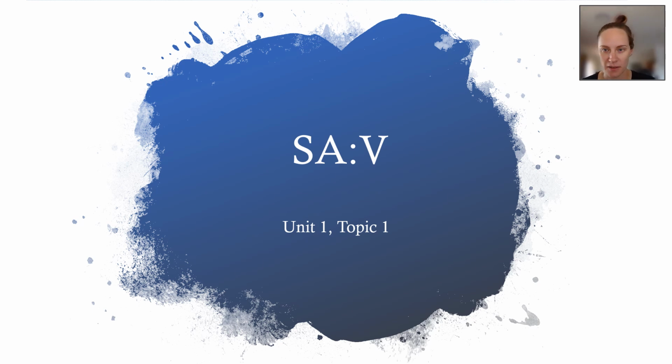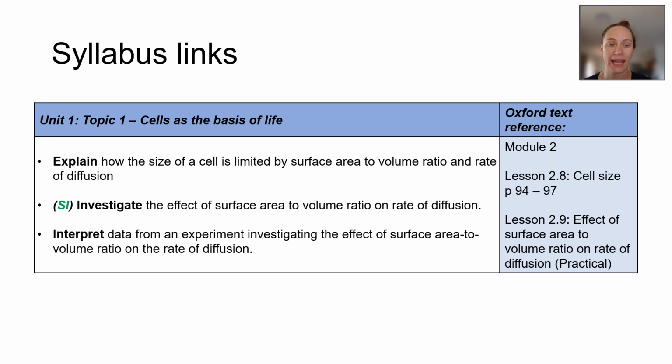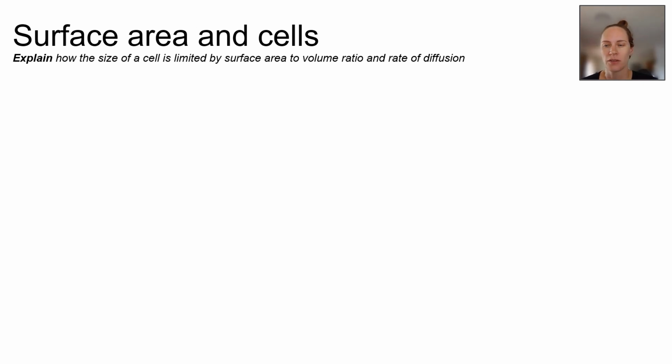In this lesson, we're learning about surface area to volume ratios. That's what that title actually means. And we are aiming to explain how cell size is limited and then eventually do a prac and interpret the data from that prac. So cells need to metabolize nutrients to produce energy, right?